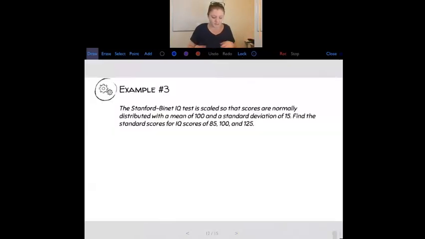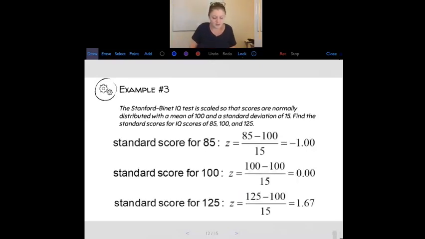So given example 3, the IQ test is scaled so that the scores are normally distributed with a mean of 100 and a standard deviation of 15. Find the standard scores for IQ scores of 85, 100, and 125. So in order to compute the standard score here, you take the data value minus the mean, and these values could be negative or positive. Okay, if you have a z-score that's negative, it means it's less than the mean. If you have a z-score that's positive, it means it's greater than the mean, or a z-score of 0 means it's at the mean.